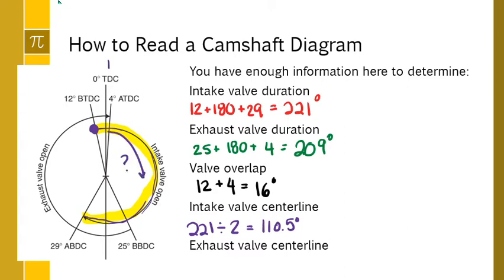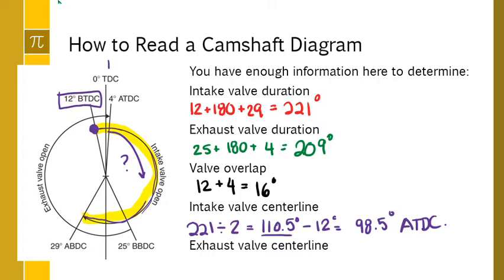What do I have to do to get that correction? I just have to move my 110.5 back, sorry, back 12 degrees. So I get 110.5, which I got by dividing the duration by 2, but I subtract the 12 degrees, and I get 98.5 degrees. To tell people that you know what you're talking about, you put in after top dead center. That's when we hit the maximum valve lift.